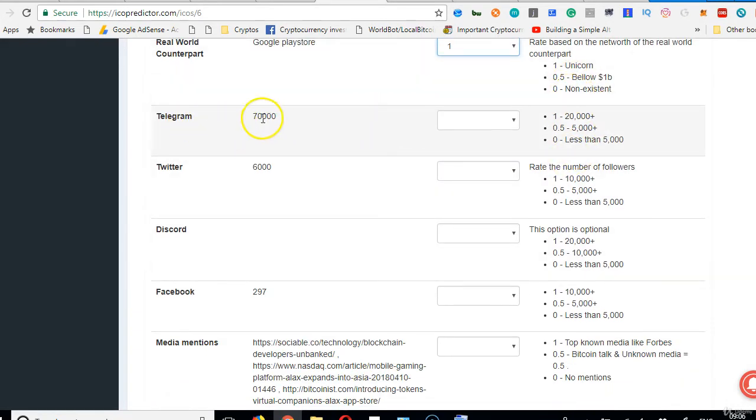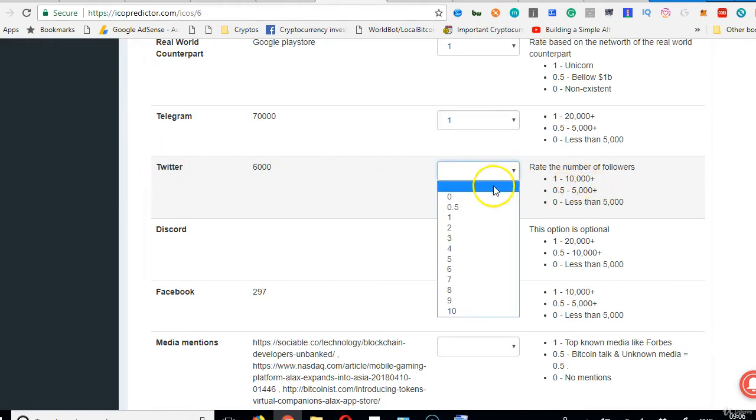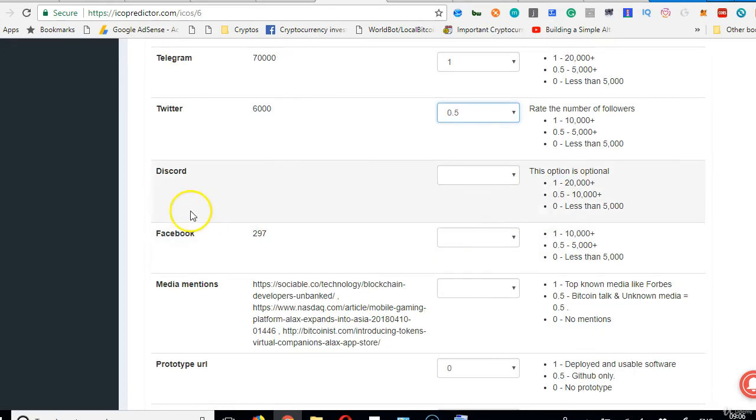So how many followers do they have on their Telegram? 70,000. And here, if they have over 20,000, you give them 1. If they have 5,000 plus, you give them 0.5. In this case, 70,000 is over 20,000, so we give them a 1. Here, if they have above 5,000 but below 10,000 Twitter followers, you give them a 0.5. So I'm giving them 0.5 on their Twitter followers.